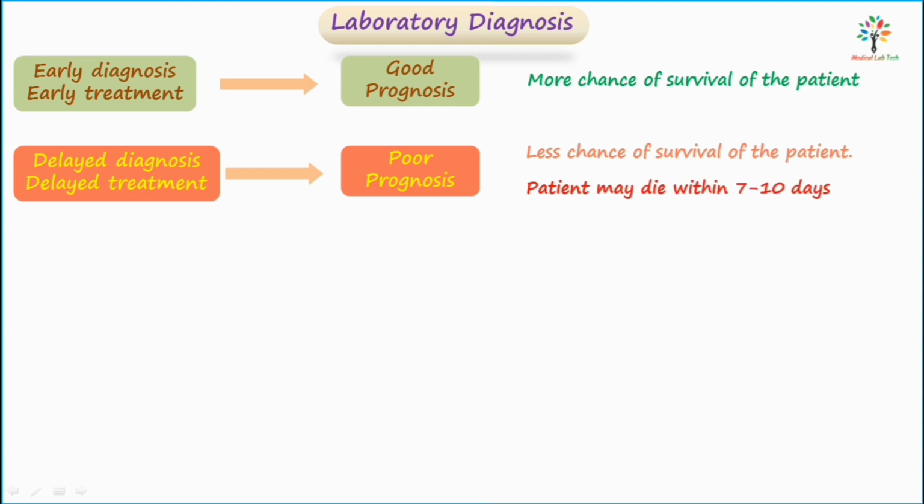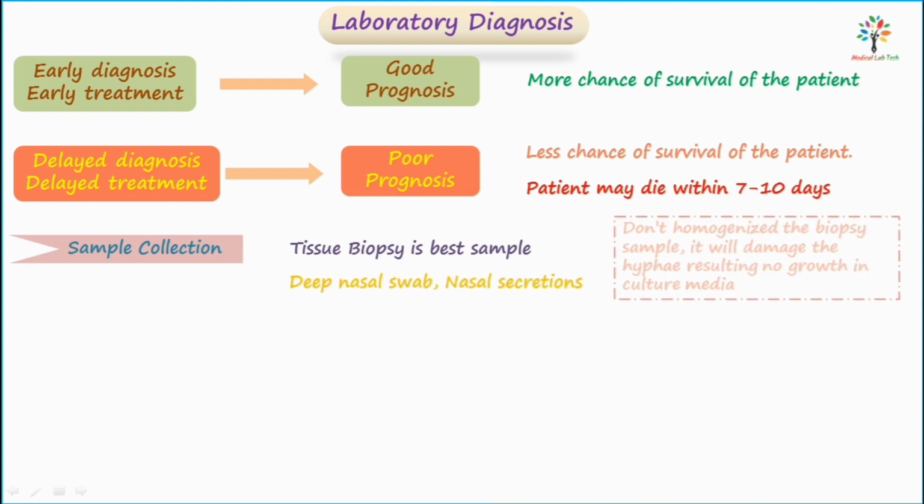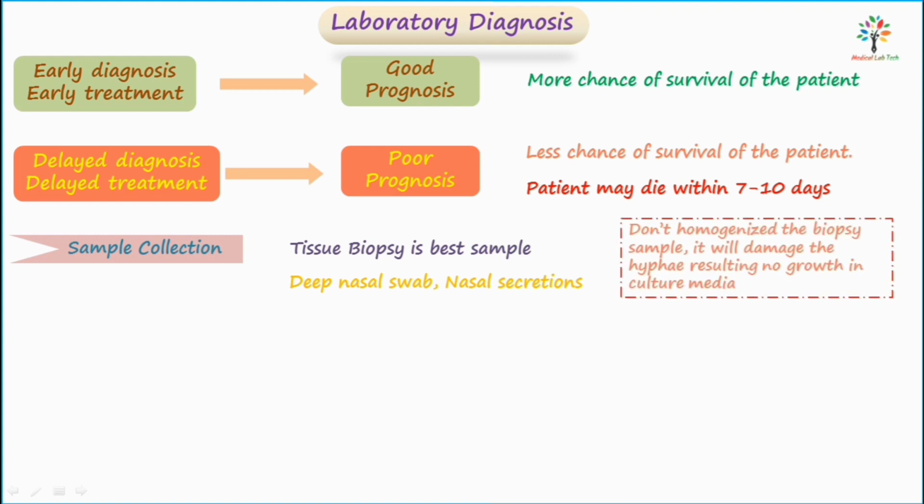Now let's talk about sample collection. Tissue biopsy is the best sample. Or you can take a deep nasal swab, nasal secretions also. Remember, do not homogenize the biopsy sample. It will damage the hyphae, resulting in no growth in the culture media.